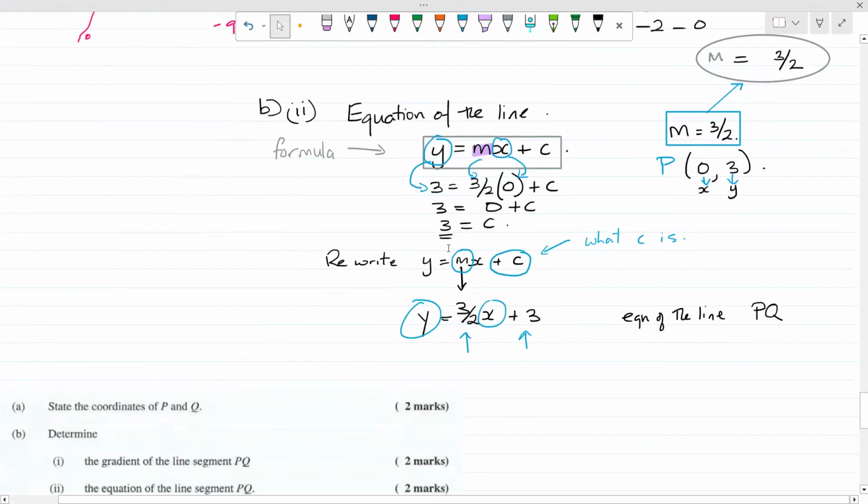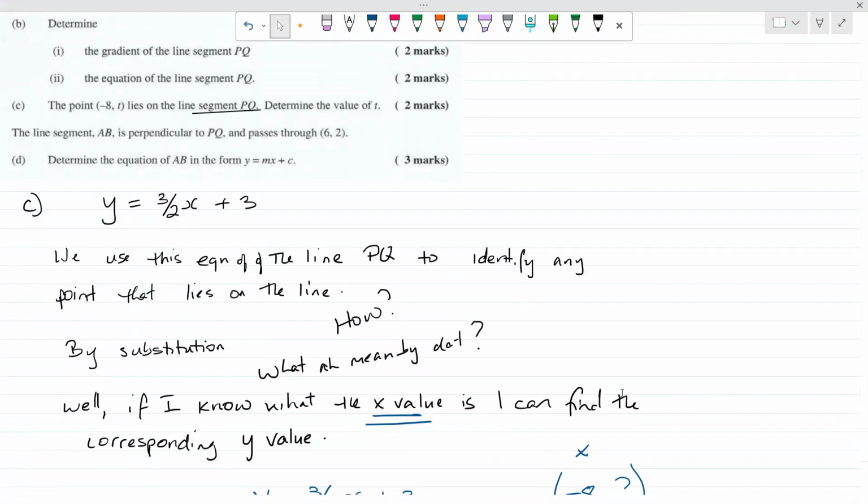Everybody okay now? Anybody not okay? So we okay with this one, right? If you want to find the point on the line, we substitute x into the equation and work out what the corresponding y value is.